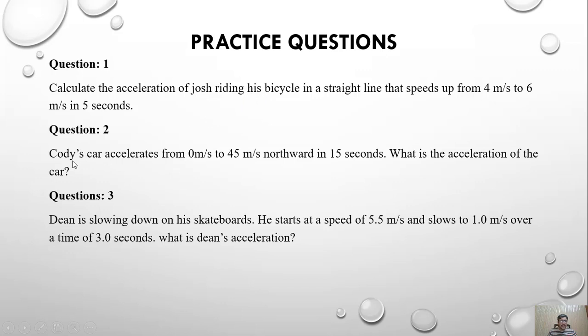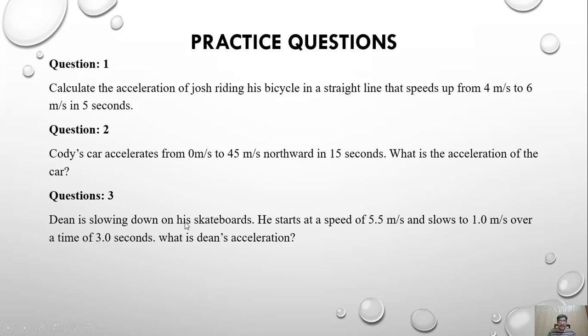Now question 2 is: Cody's car accelerates from 0 meters per second to 45 meters per second northward in 15 seconds. Time is given. Again you can see initial velocity is given, final velocity is given, you can calculate acceleration.